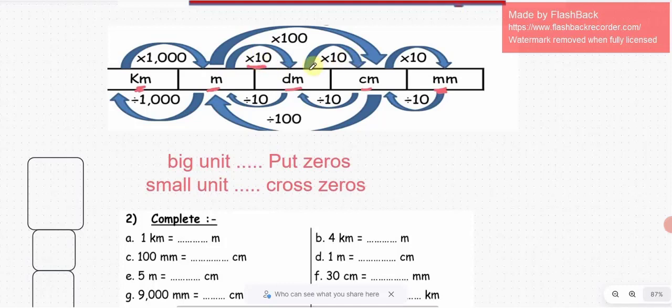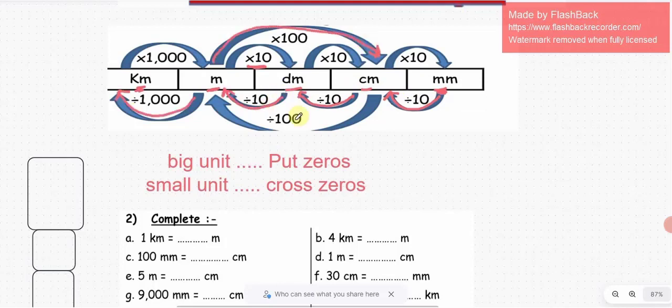How many zeros? From kilometer to meter, 1000. So I'm gonna put 3 zeros or cross 3 zeros. From meter to decimeter, there is 10. So I'm gonna put 1 zero or cross 1 zero. And also between decimeter and centimeter, only one step, 10. And from centimeter to millimeter, 10.